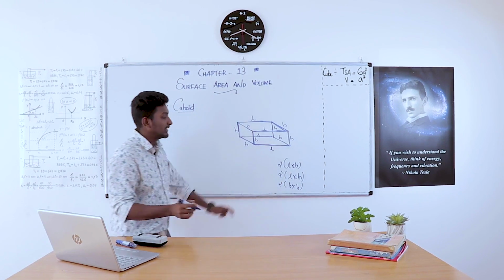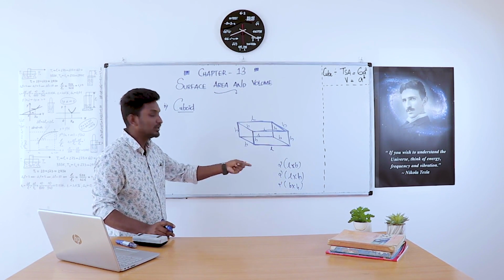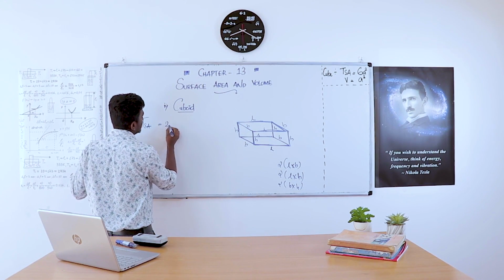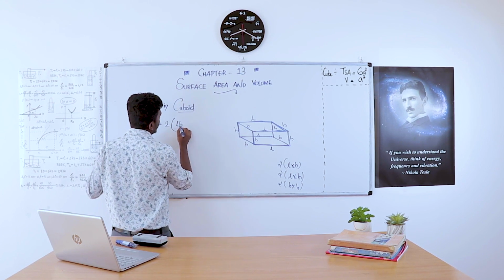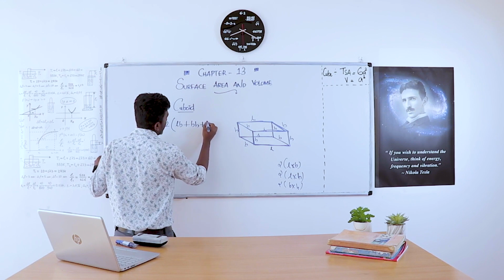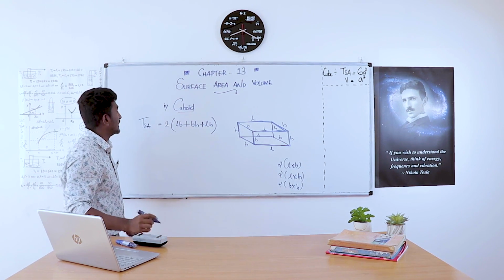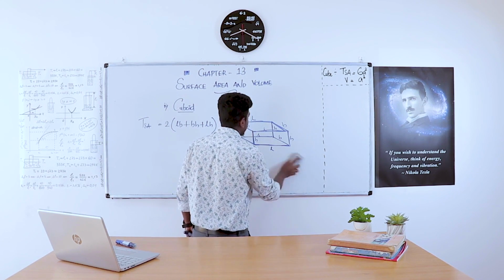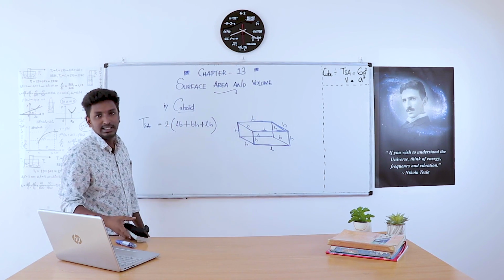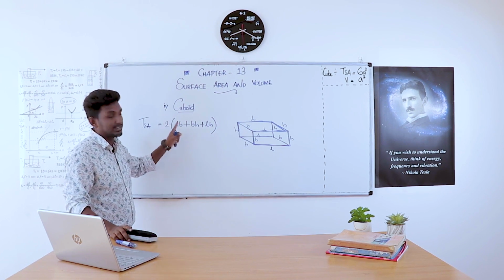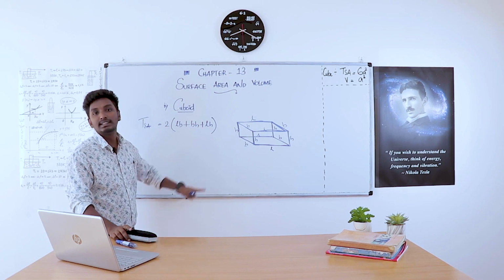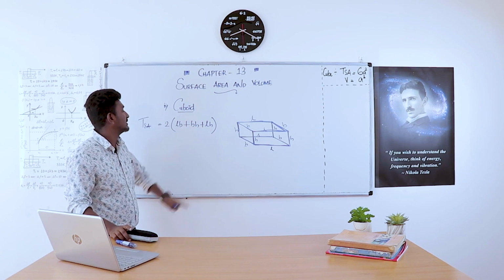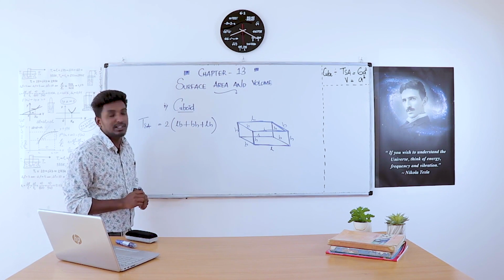When we add these together, we have 2 into length into breadth, 2 into length into height, 2 into breadth into height. So in general, we can write the total surface area of a cuboid as 2 into (LB plus BH plus LH). That is 2 into (length into breadth plus breadth into height plus length into height). This is the total surface area of a cuboid.